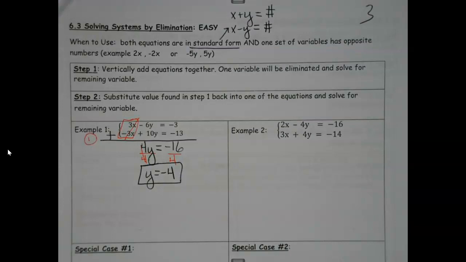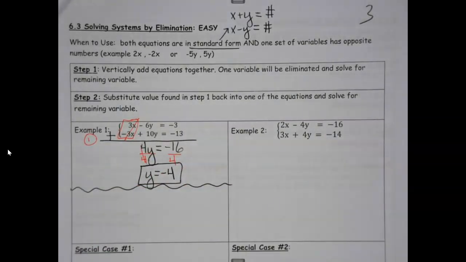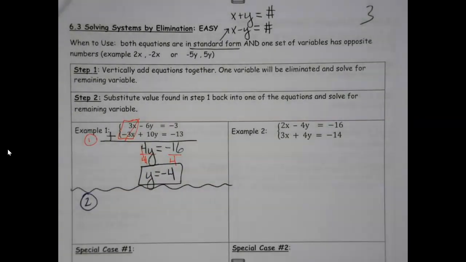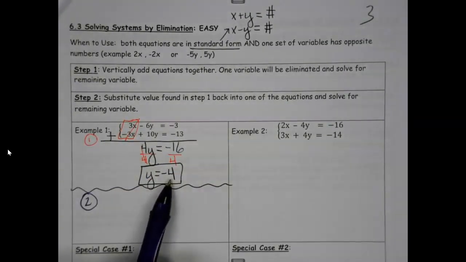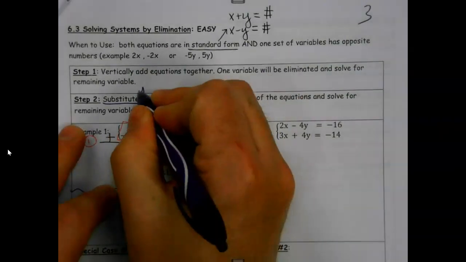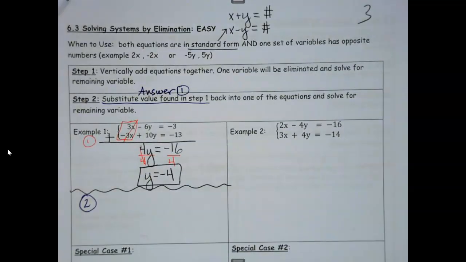Now I will say here, it doesn't mean that every single time you're going to get y first. Sometimes you're going to get x first. It just depends on which variable goes away. And so once you have that, we're ready for step 2. So step 2 is to substitute the value you just found, the answer, back into one of the equations and solve.